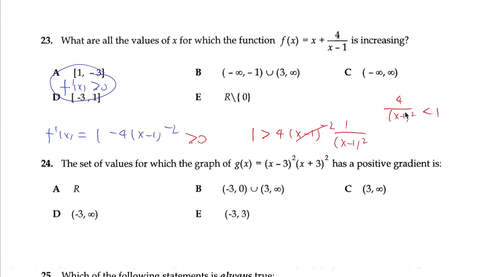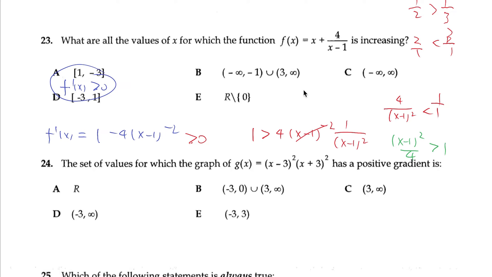And then what we do is we just flip both sides. We can flip both sides because everything is positive, otherwise you can't do that. You just flip the top and bottom, treating this 1 as 1 over 1. When you flip it, you need to change the inequality sign. If you think about it, a half is greater than a third, but when you flip it, 2 over 1 is less than 3 over 1. So this becomes (x minus 1) squared over 4 is greater than 1.